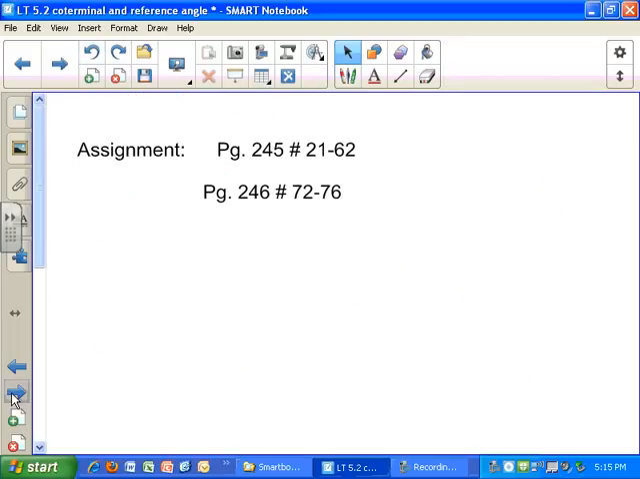The assignment for you to work on tomorrow in class is going to be page 245, 21 through 62, and page 246, 72 to 76.